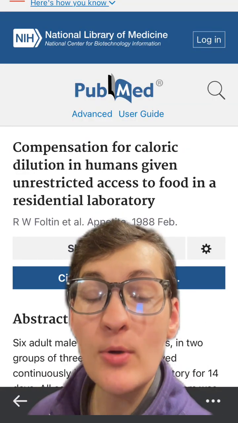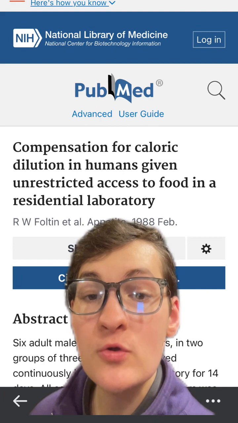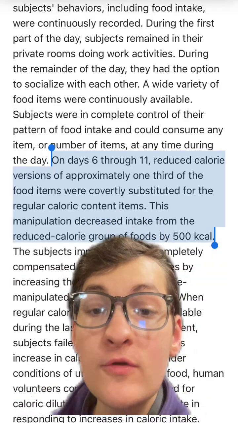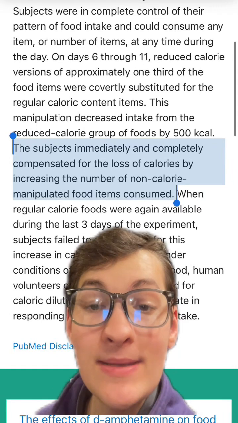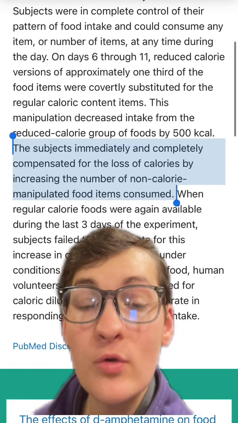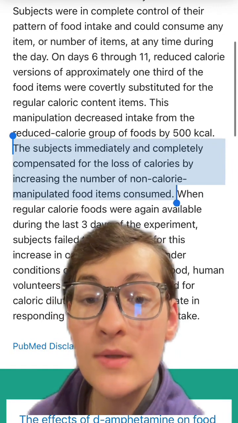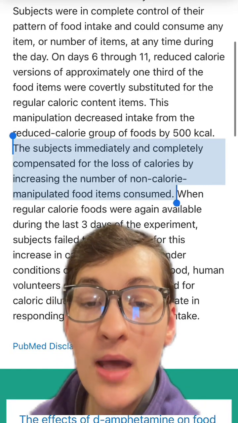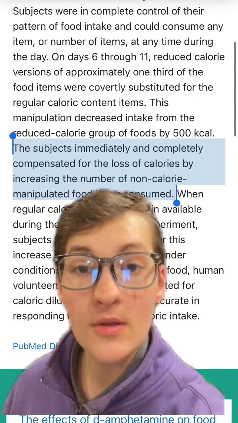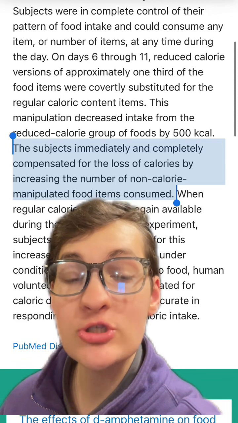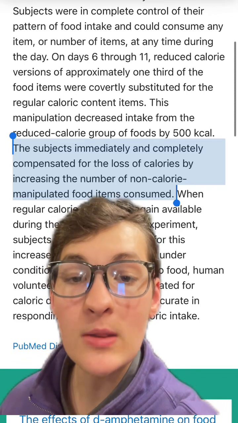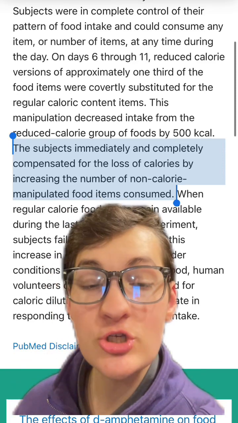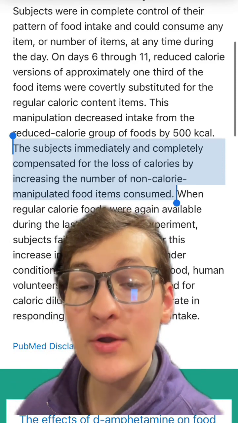Another study giving participants unrestricted access to food, where one third of the food they had access to was calorie dilute, found that these subjects immediately and completely compensated for these calorie dilute options by increasing their consumption of non-calorie manipulated food items, meaning that if you were at a buffet and you had the choice, you would choose the foods with the highest calorie density, even if there were more calorie dilute options. Therefore, being conscious of these natural tendencies is very important.